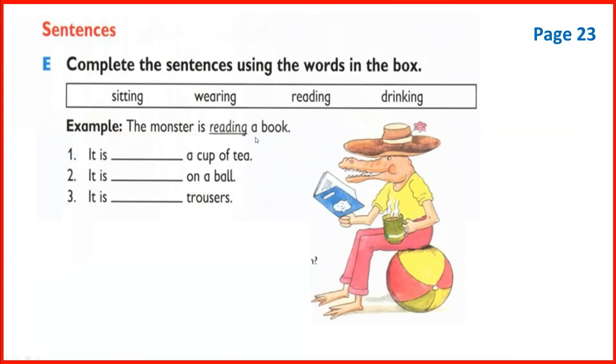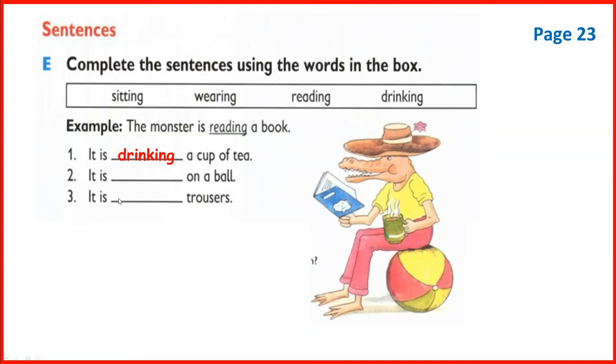The monster is reading a book. You can see in this picture. Number 1, it is dash a cup of tea. Yeah, it is drinking a cup of tea. What's the monster doing? It is drinking a cup of tea. You have to write here drinking. You can see the spelling of drinking from here. D-R-I-N-K-I-N-G, drinking. Okay, right here drinking, like this.